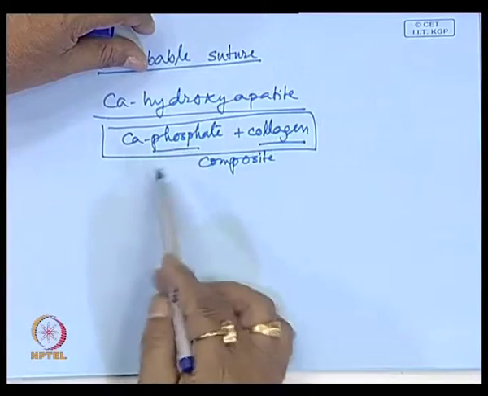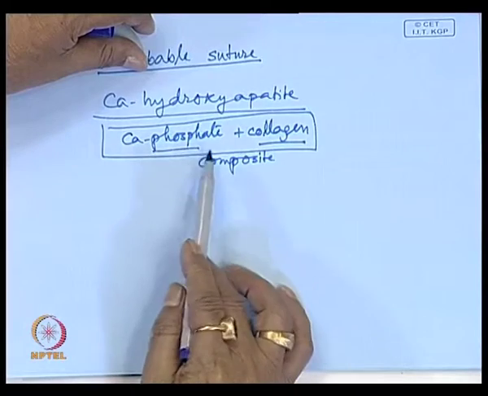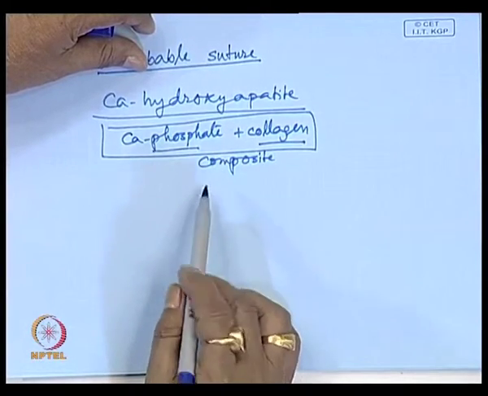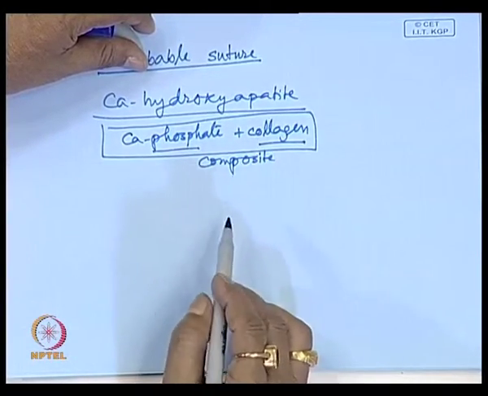Now, after replacement what happens? Native bone formation will be there, which means it will help osteoconductivity, and native bone will be formed and slowly those pores will be filled. Okay. Or if you take some composite made from collagen, calcium hydroxyapatite, calcium phosphate or some other polymer, say polyhydroxybutyrate.